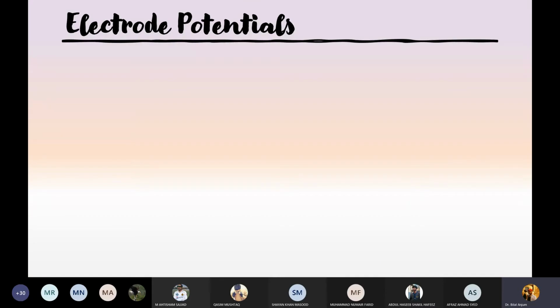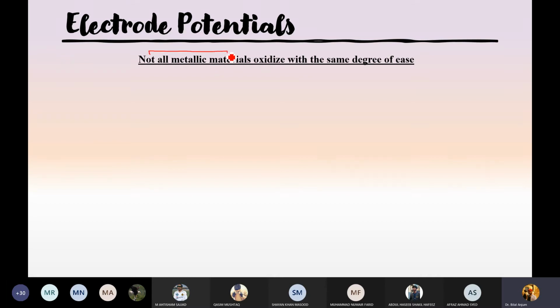Now, moving on towards the potentials associated with electrodes. It says that not all metallic materials oxidize with the same degree of ease. हर मेटल उतनी आसानी से corrode नहीं होता जितनी आसानी से कोई और मेटल होता हो. So, how do you define that a metal gets corroded easily as compared to another metal?